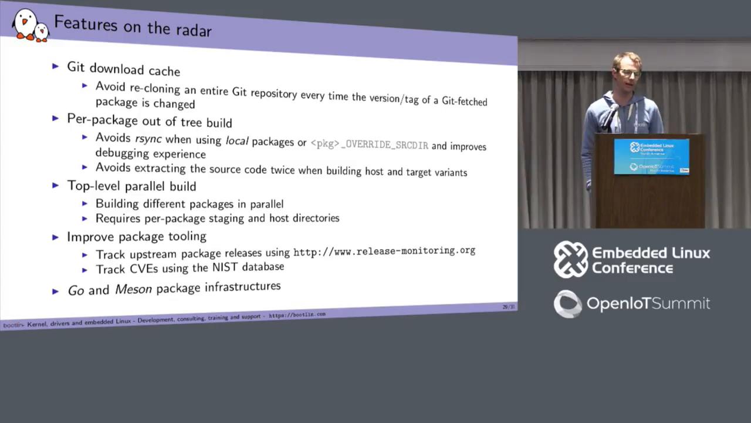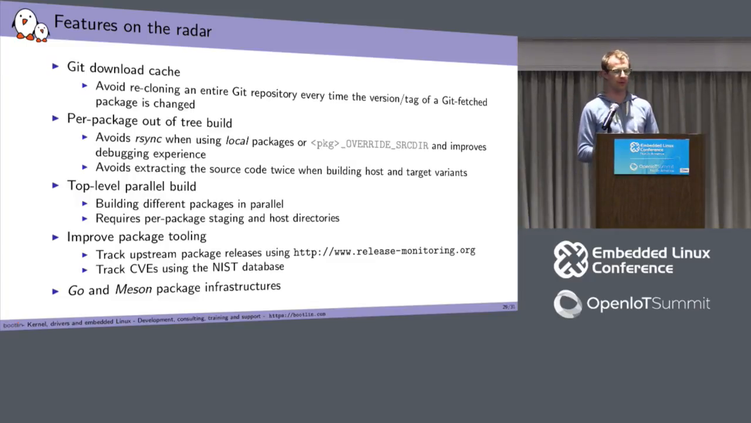We're looking into adding per-package out-of-tree builds. So right now, when you build packages in Buildroot, the source code gets extracted into a folder called output/build/ the name of the package, dash, the version. And we do the build in tree. So if a package gets built two times, one time for the host, one time for the target, we extract it twice and we build each time in its own source folder.